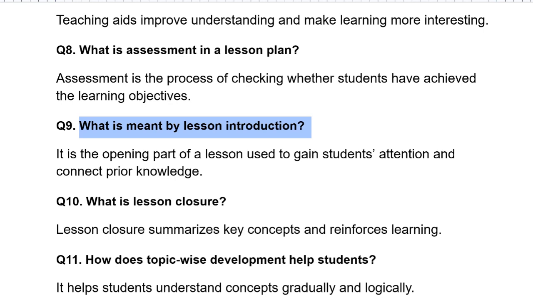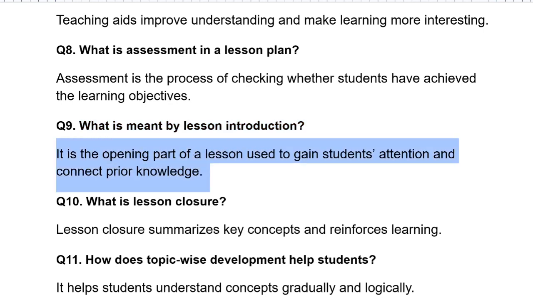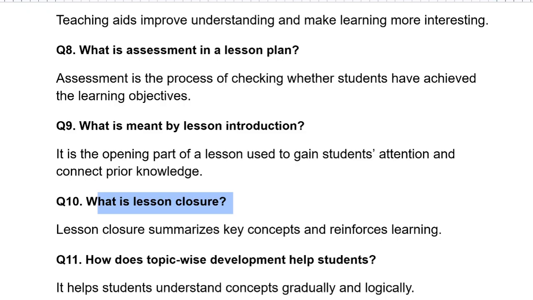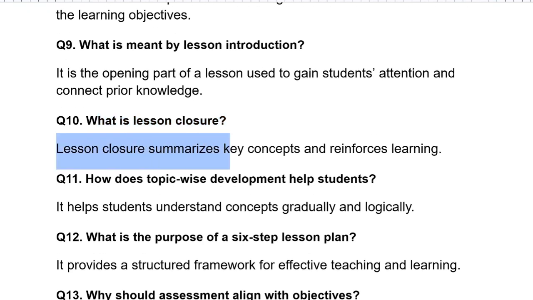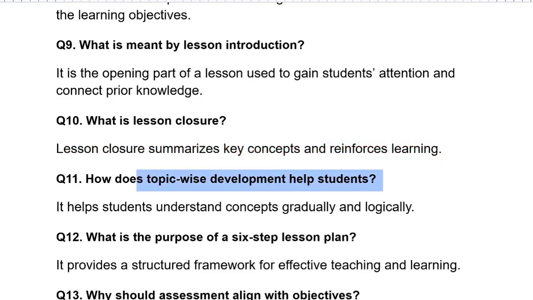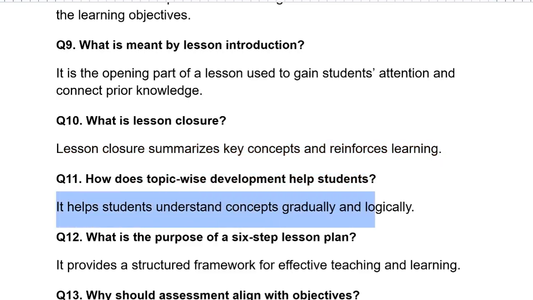What is meant by lesson introduction? It is the opening part of a lesson used to gain students' attention and connect prior knowledge. What is lesson closure? Lesson closure summarizes key concepts and reinforces learning. How does topic-wise development help a student? It helps a student understand concepts gradually and logically.